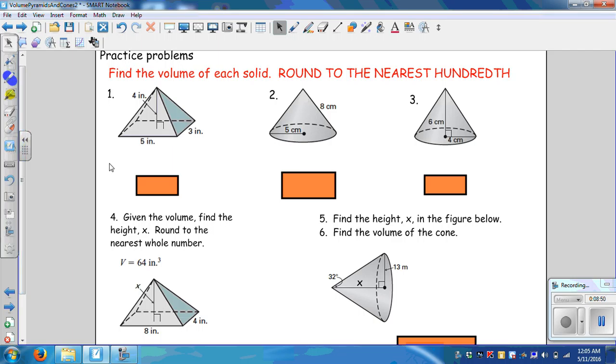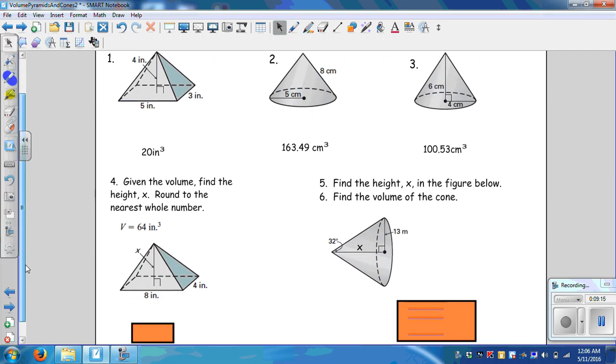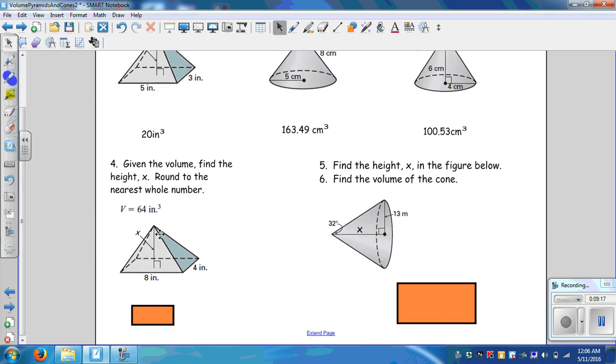Here are the answers to each of these problems. Number 1, the answer is 20 inches cubed. Number 2, 163.49 centimeters cubed. Number 3, 100.53 centimeters cubed. Number 4, notice they're giving you the volume. You're going to have to work backwards to find that missing height. Your height is 6 inches.